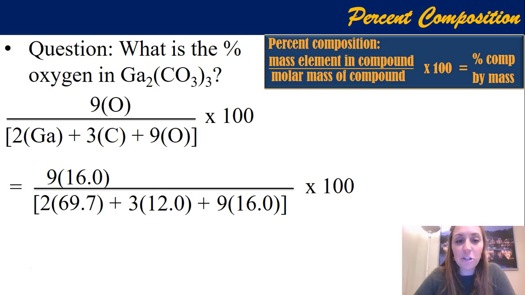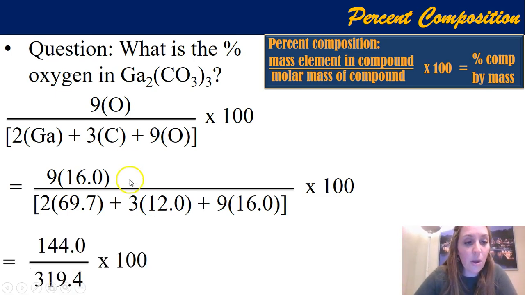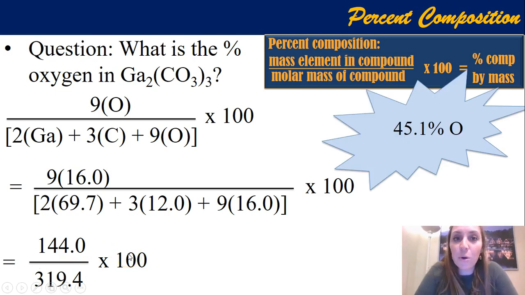Don't forget to times by 100. Now we can put this into our calculator. So if I simplify the top, I'll get 144.0 on the top. The molar mass of gallium carbonate is going to be 319.4 times by 100. You should get 45.1% oxygen.